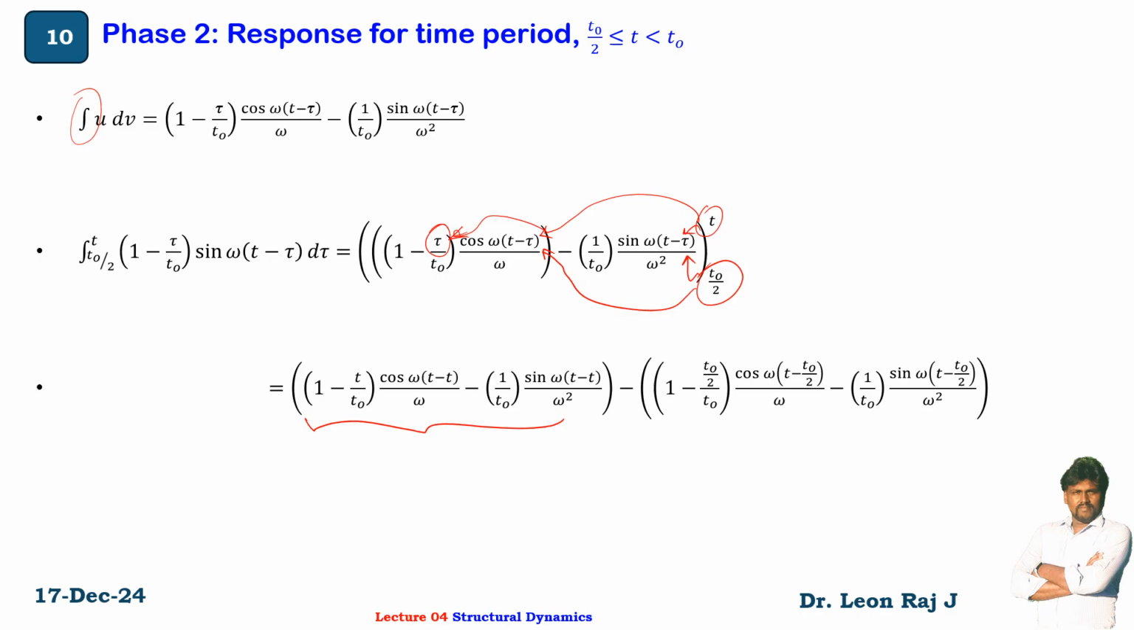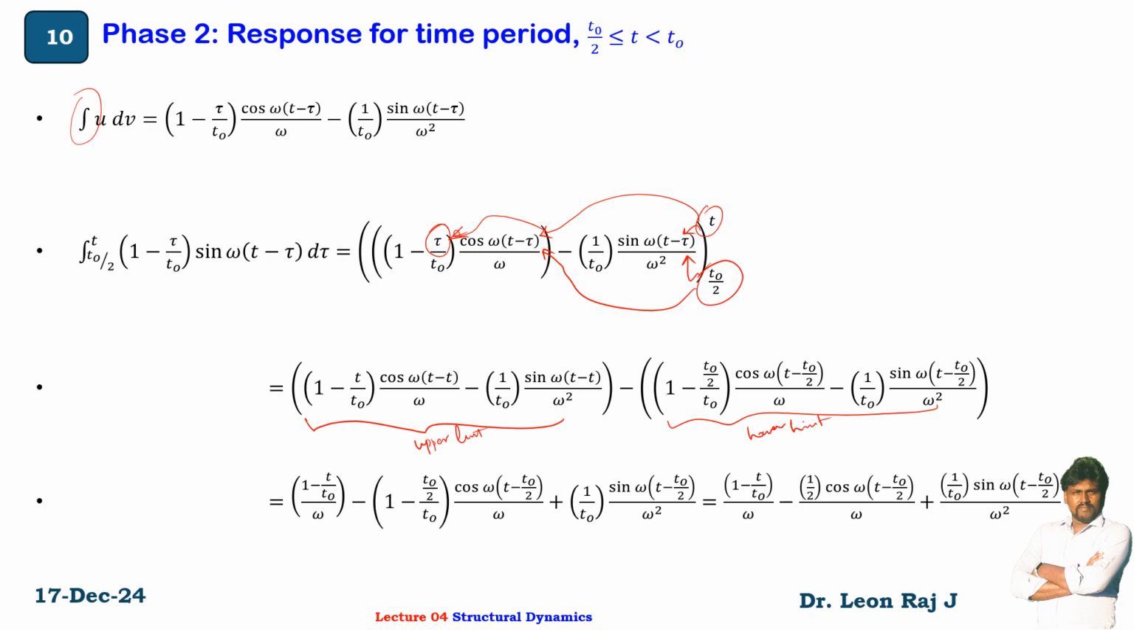So (1 minus t by t0) cos omega (t minus t) divided by omega, minus 1 by t0 sin omega (t minus t) divided by omega square, minus... this is your upper limit. Then next your lower limit. So (1 minus t0 by 2 divided by t0) cos omega (t minus t0 by 2) divided by omega, minus 1 by t0 sin omega (t minus t0 by 2) divided by omega square.